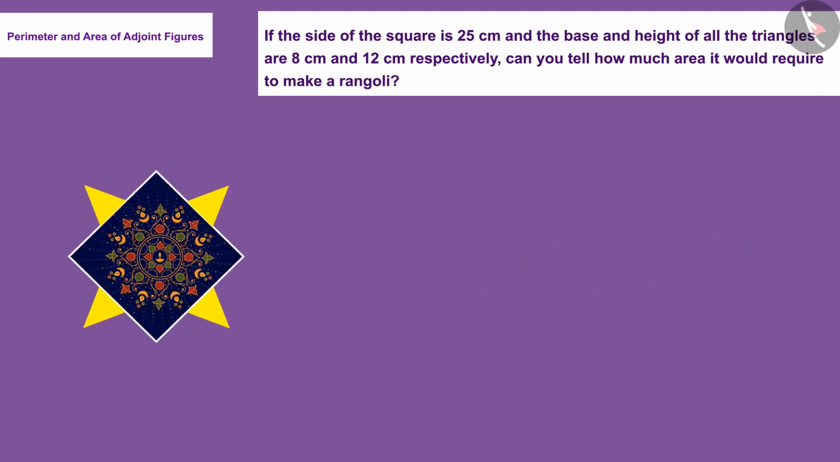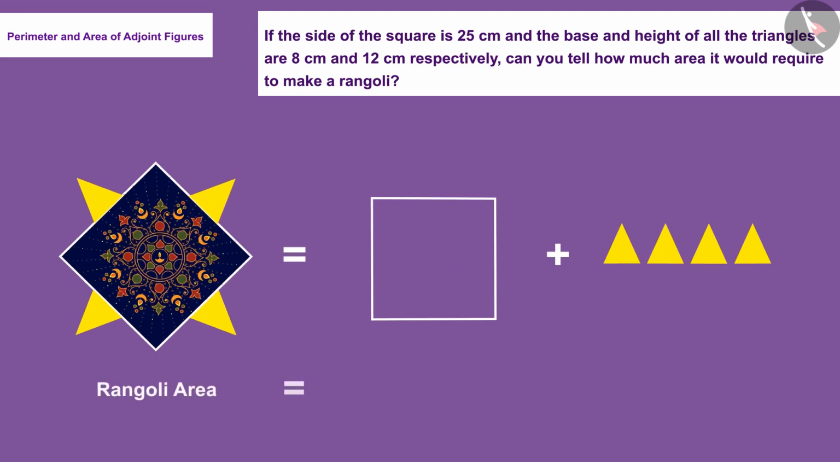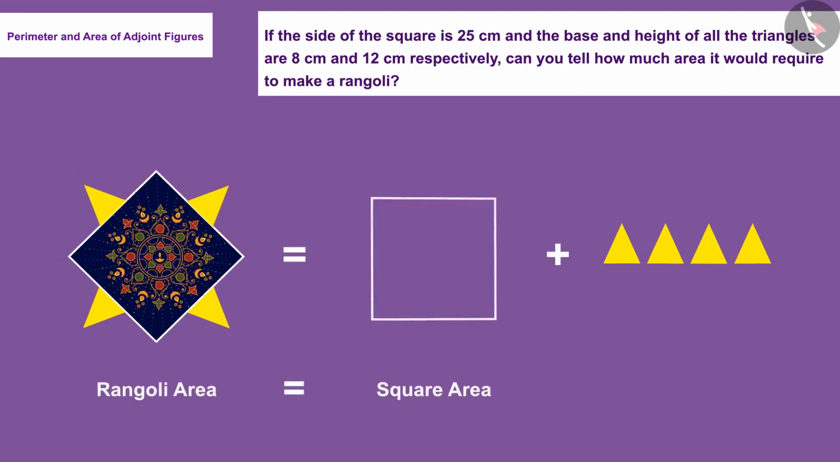As you can see, this rangoli is made of a combination of a square and 4 triangles. Therefore, the area of the rangoli will be equal to the sum of the area of the square and the area of the 4 triangles.